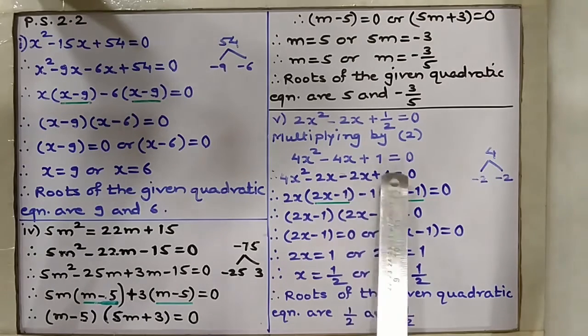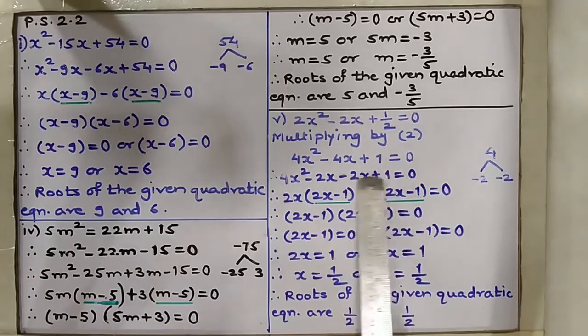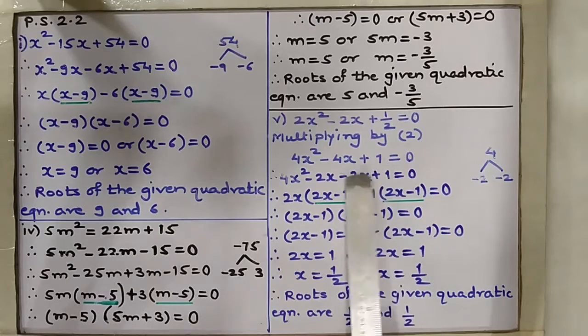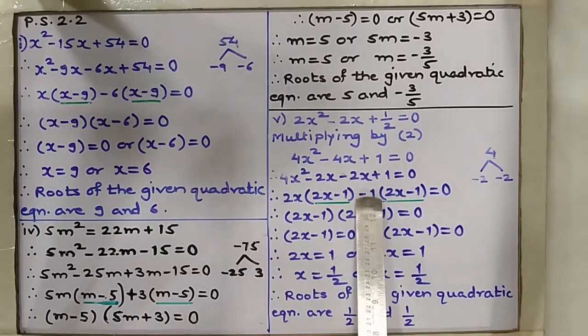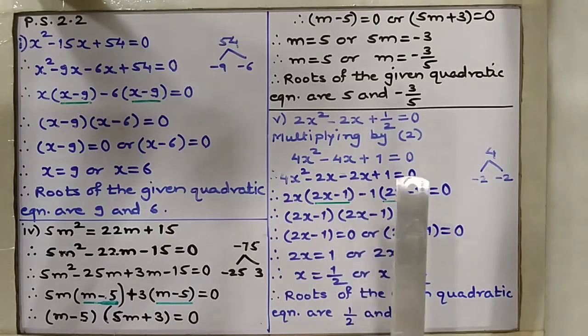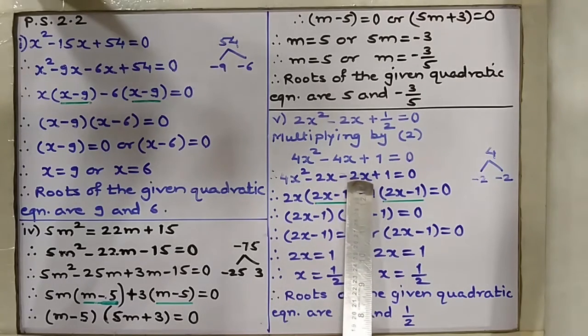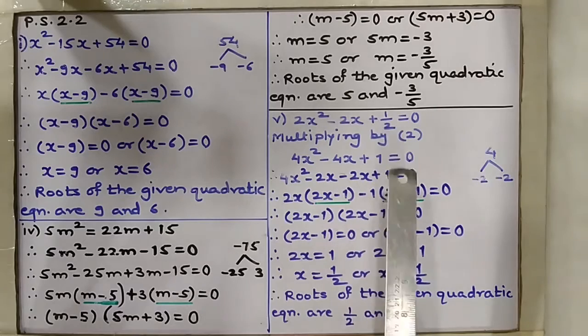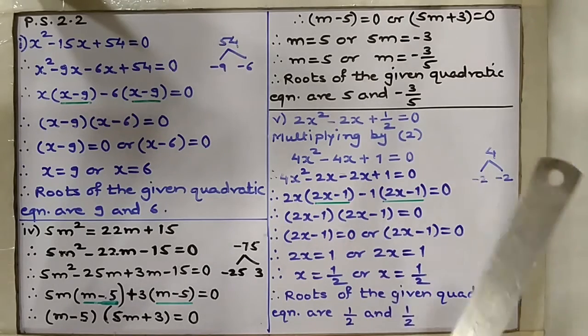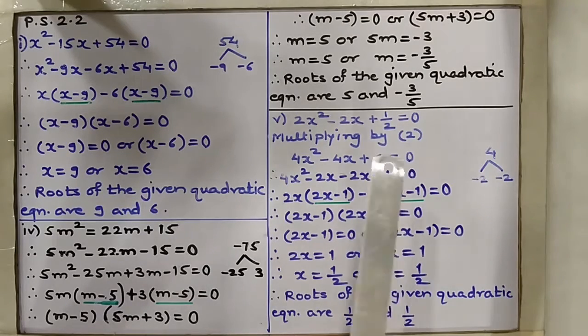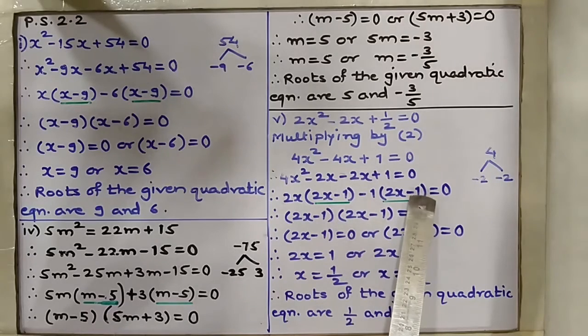Now come to the next two terms. They are minus 2x and plus 1. From these two terms we have taken minus 1 as common. So what will we get inside the bracket? From here you have taken minus 1 as common, so over here you will get 2x, and from plus 1 you have taken minus 1 common, so you will get over here minus 1.